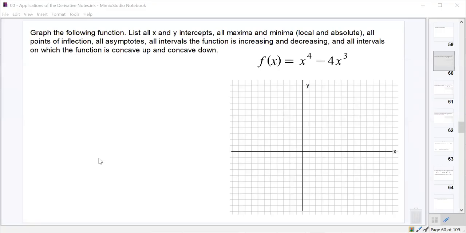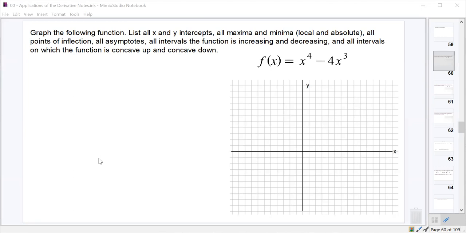Today we're going to take a look at how to graph a function pretty much perfectly without having to use our graphing calculator. In order to do this, we're going to have to find a lot of different things. First, we're going to have to find x and y intercepts, and then we're going to use our derivative to find maximum and minimum, both local and absolute, as that applies. We'll also use a second derivative to find points of inflection.